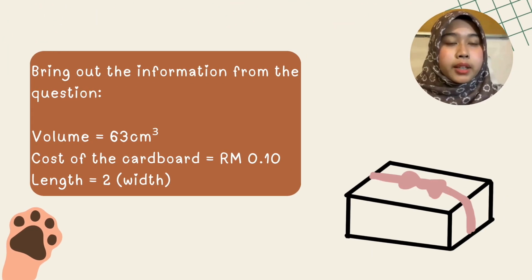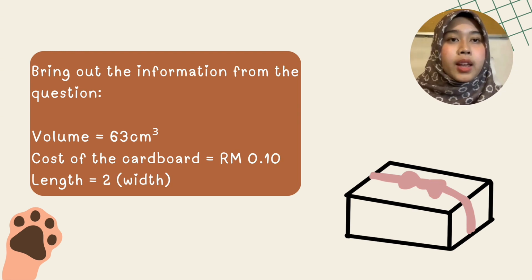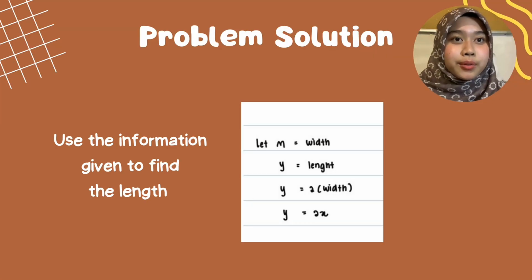From the problem statement, we can take out the information, which is the volume of the box is 63 cm³, the cost of the cardboard is 10 cents, and the length is twice its width. To solve this question, we need to understand the information given. x is the width and y is the length. Since the question says the length is twice its width, y equals 2x.